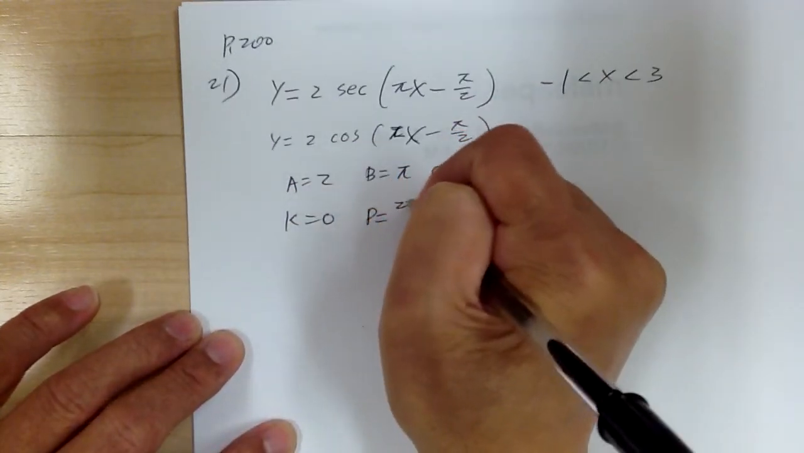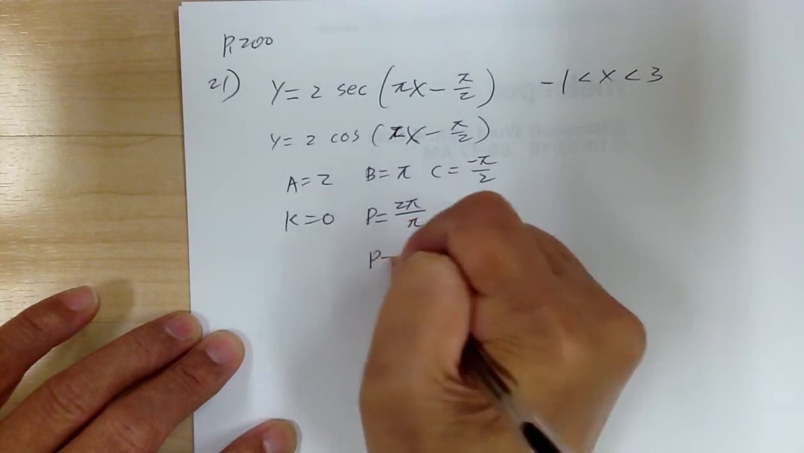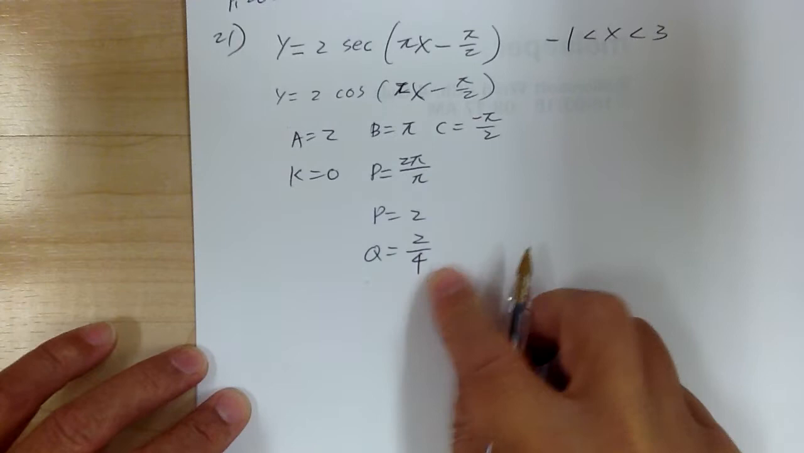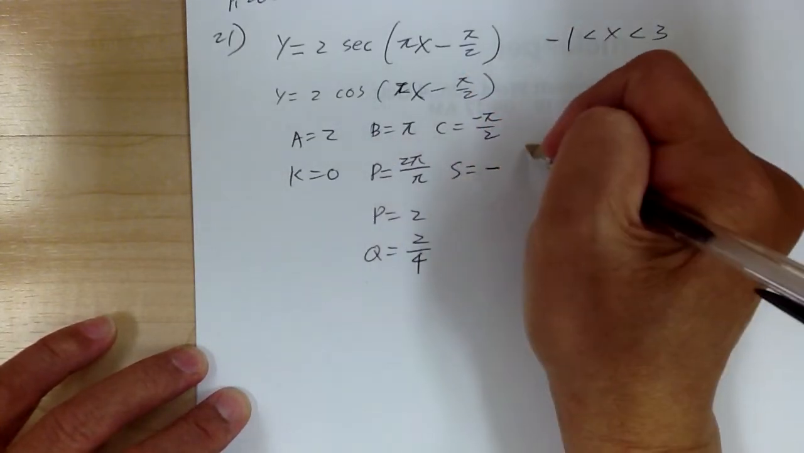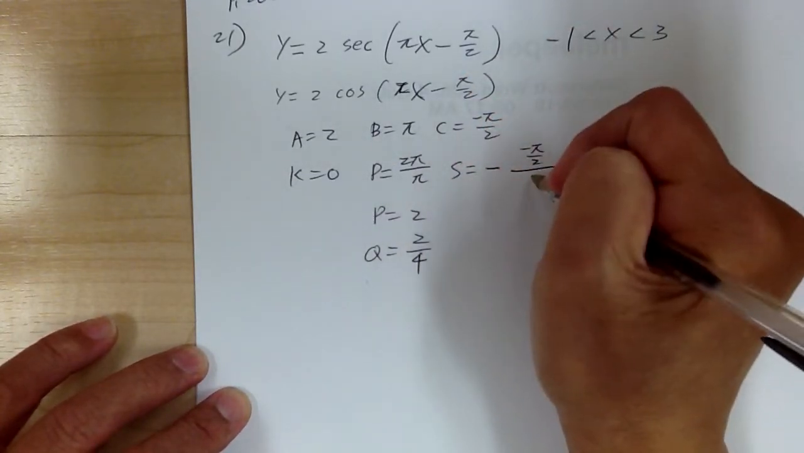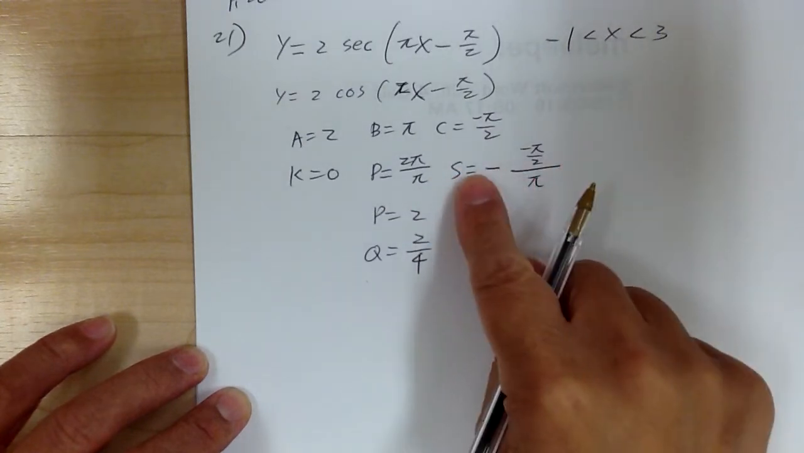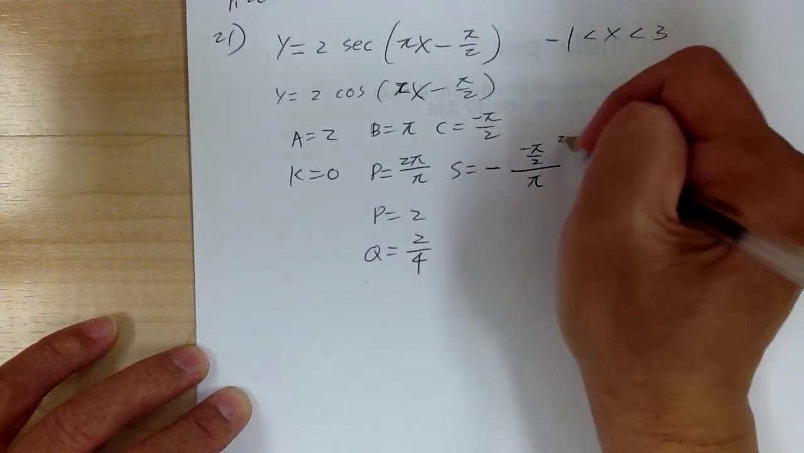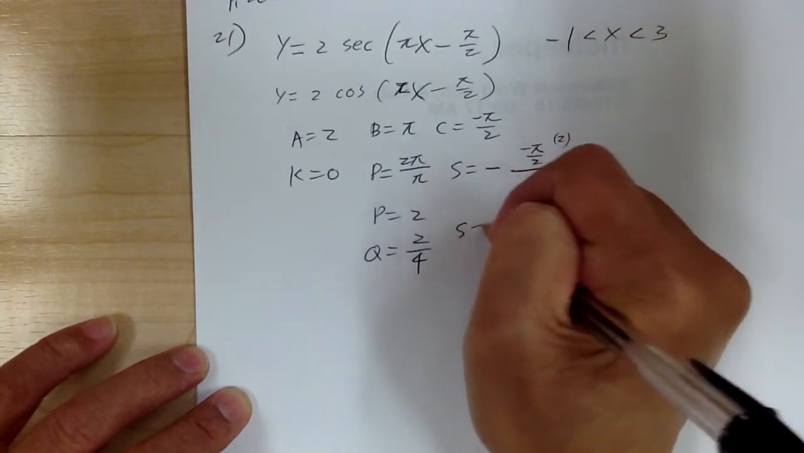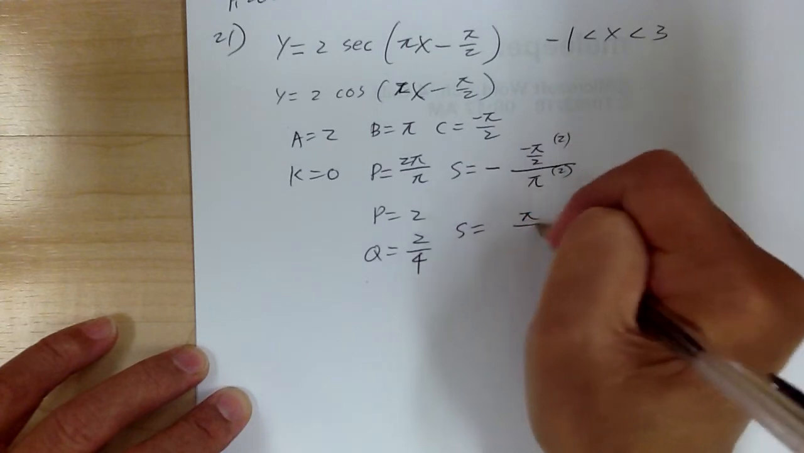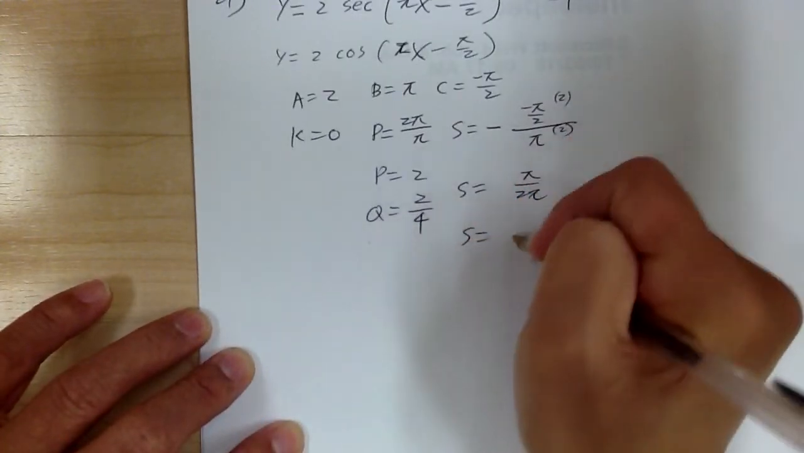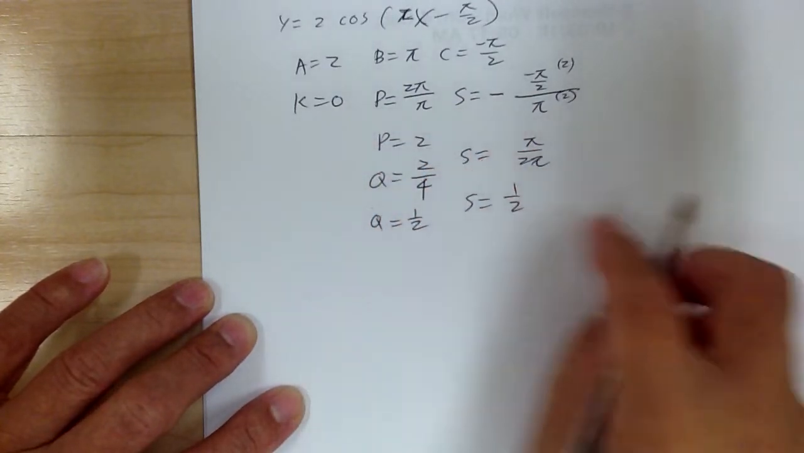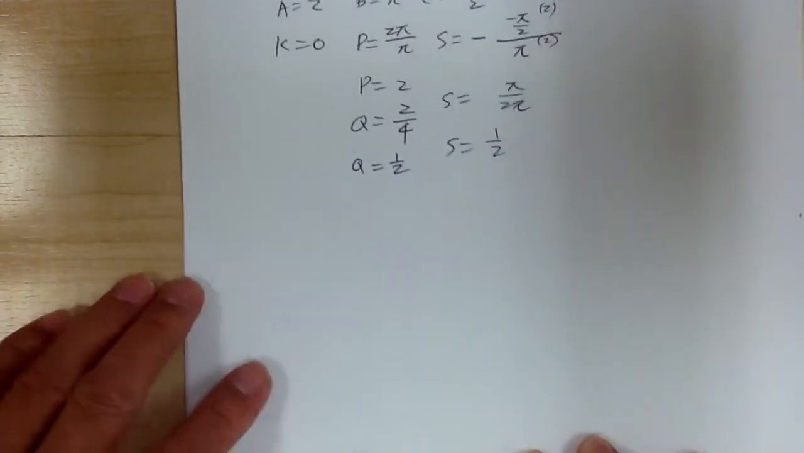p equal to 2 pi over b, so p equal to 2, so q equal to 2 over 4. Okay. Now the s equal to -c over b. Okay. Notice I kind of separate them far away, so that way you can keep track of your negative. So multiply by 2, multiply by 2. So this will become positive pi over 2 pi. So s equal to 1 over 2. So now I want to simplify my q so that you get the same denominator. Okay, so now let's go and graph.